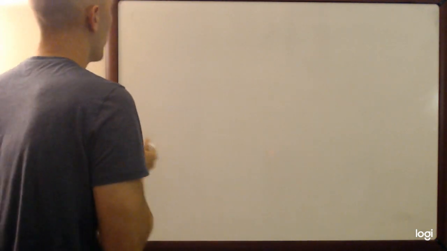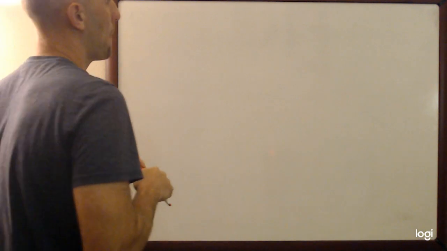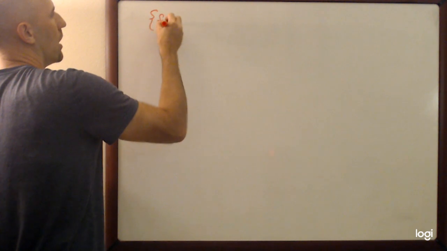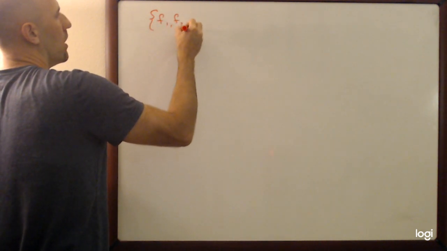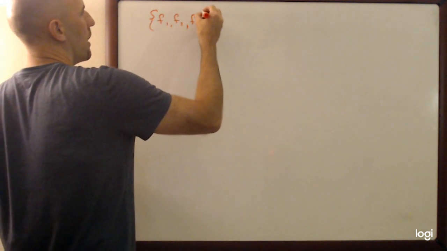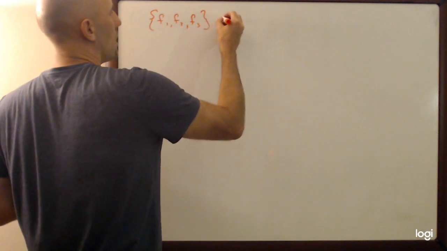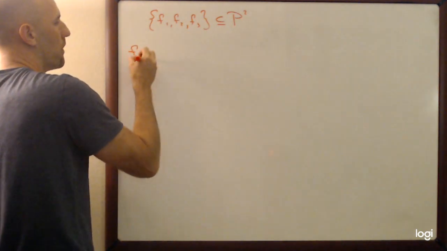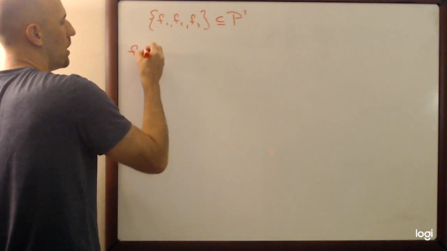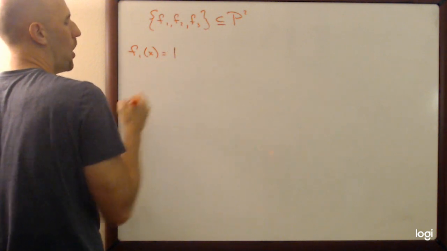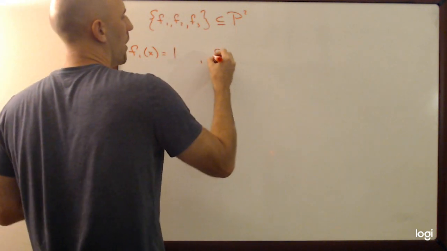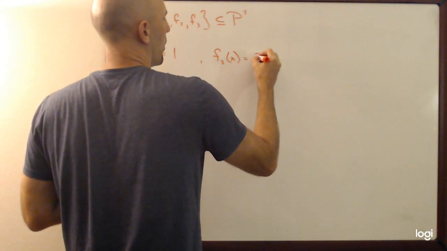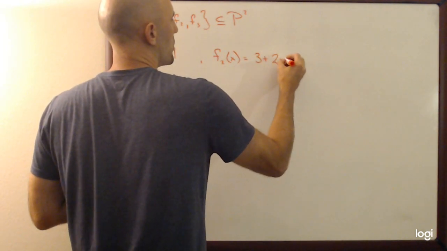As opposed to that, let me give you an example of dependence. Let's say I have the following collection of vectors, f1, f2, and f3, and these are members of P2. f1 is equal to 1. f2 is equal to 3 plus 2x squared.